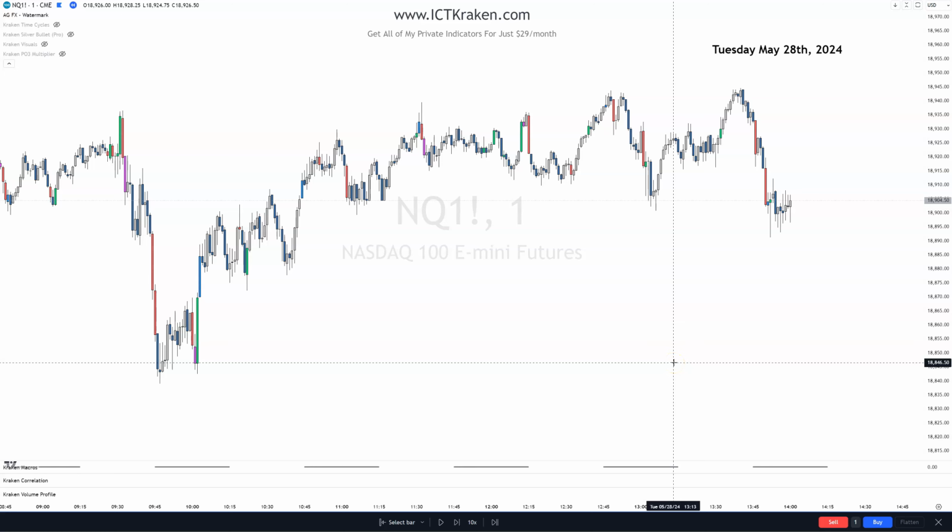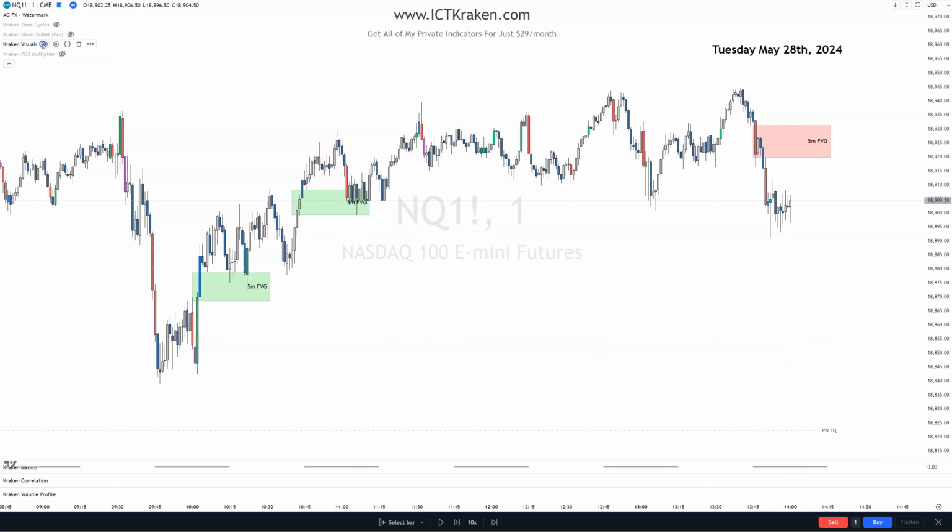Today I want to go over the PM Silver Bullet trade for Tuesday, May 28th using the Kraken suite of indicators. Okay, so we have the Kraken macros. We're in our macro window with extended macro time. So that's when I want to get into a trade.